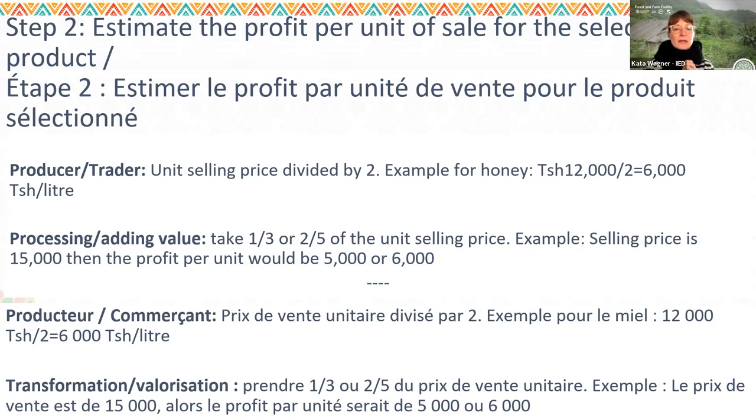So in this example, the unit selling price for 1 liter of honey is 12,000 Tanzanian shillings. So if they are trading honey, they will be able to expect around 6,000 Tanzanian shillings in profit per liter. If, however, the enterprise is based on value addition and processing, they should divide this not by two, but by three, or calculate 2/5 of the unit selling price. So in this example, the selling price is 15,000, then the profit per unit would be 5,000 or 6,000, depending on whether you take 1/3 or 2/5.